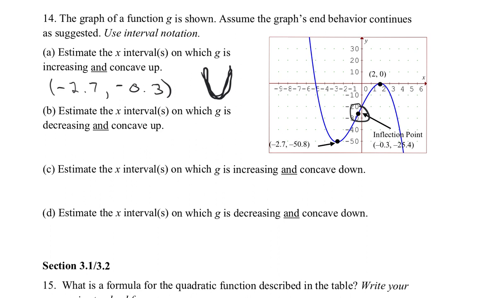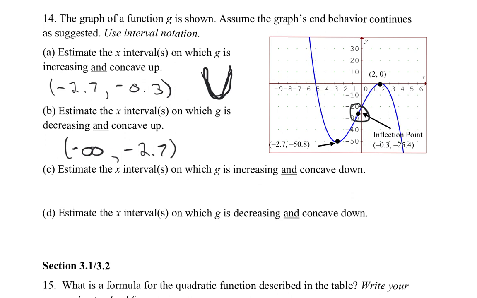Next, we need to estimate the x intervals on which g is decreasing and concave up. Okay, we see that at the inflection point, it's concave up to the left and concave down to the right, so we need to only consider stuff to the left. So this is where the end behavior of the graph comes in. When we're looking at this, it seems that if we go all the way to x equals -infinity, that graph, as we increase x, is always decreasing. So to me, it seems that the graph decreases and is concave up from -infinity to -2.7, where it switches to increasing.